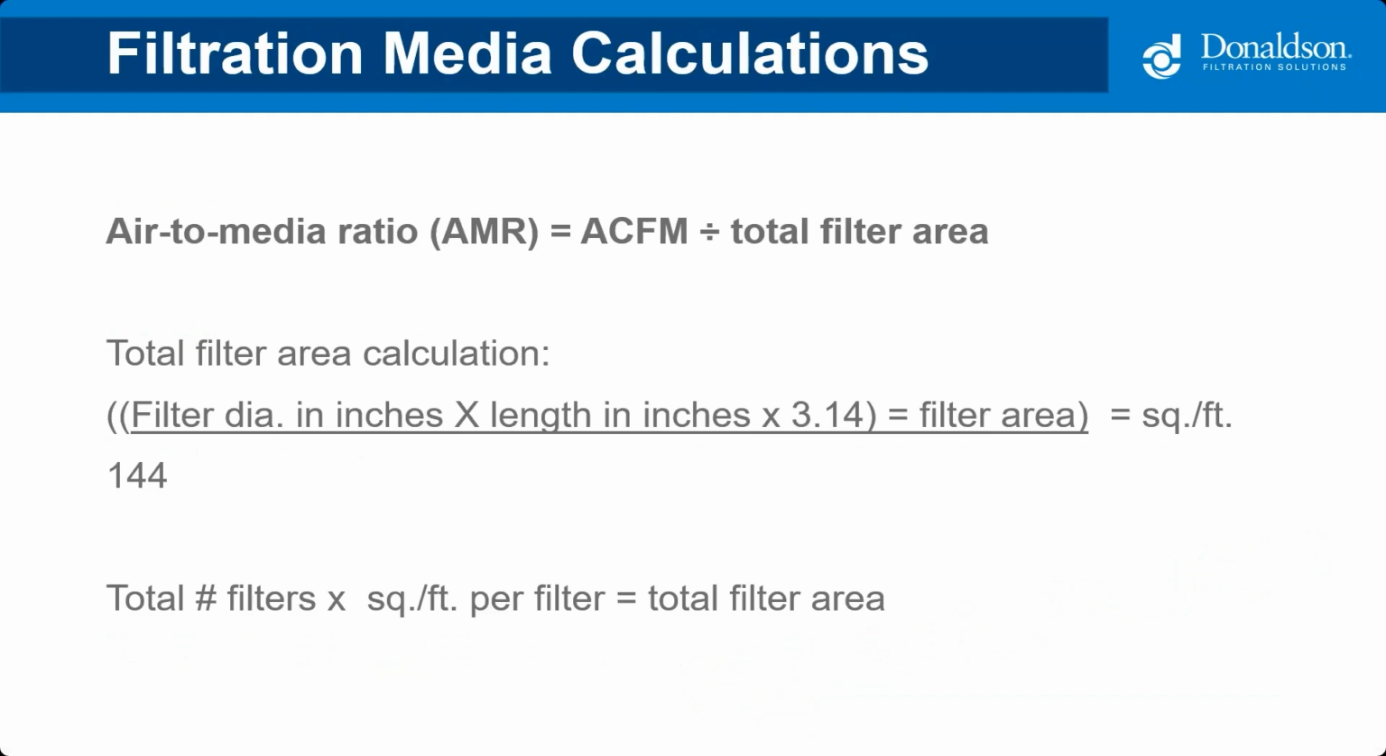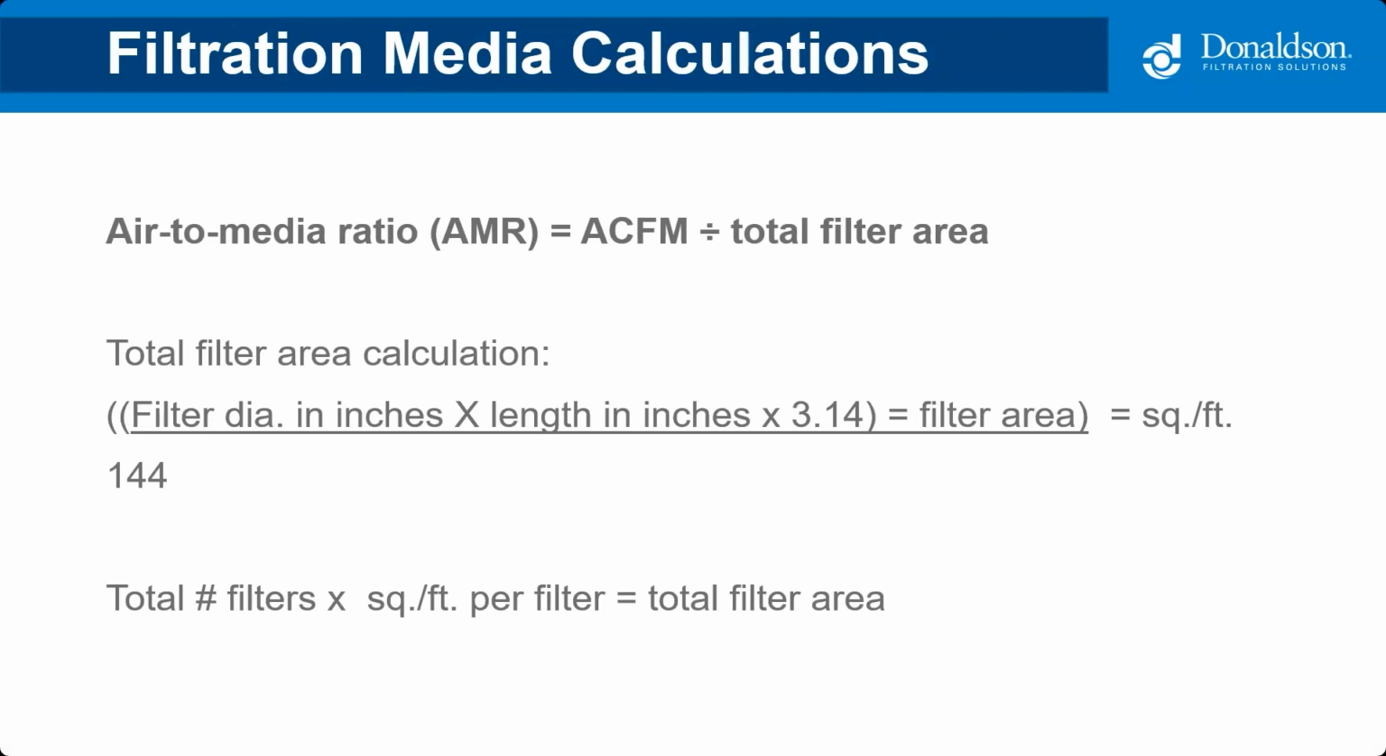The amount of cloth area with a bag and cage is real simple. You find out what the diameter of the filter is, take it times pi, times the length of the filter, and all of those measurements should be in inches. So if you have a 4.625 by 10 foot bag, you're going to want to take 4.625 times 3.14. And then sometimes people will say times 10 because that's the number of feet the bag is, but you want to make sure you're taking it times 120.